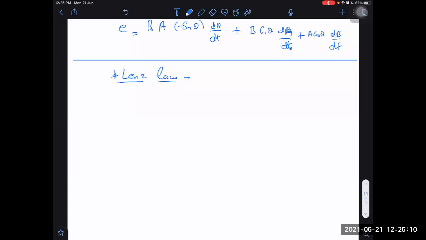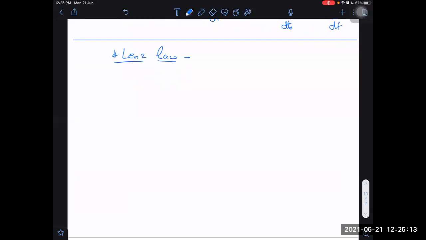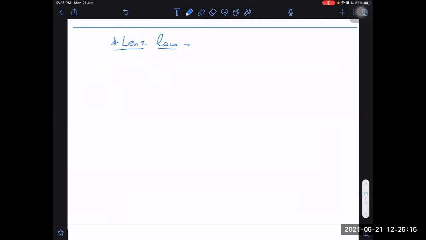What does Lenz's law mean? Lenz's law is nothing but it tells us about the direction of induced EMF. EMF is a scalar quantity. Do you know that or not? EMF is a scalar quantity. Yes, sir. Potential difference is a scalar quantity. Although it is an interesting thing now.